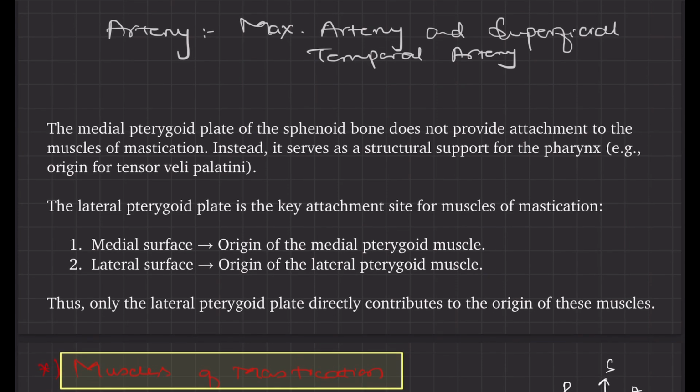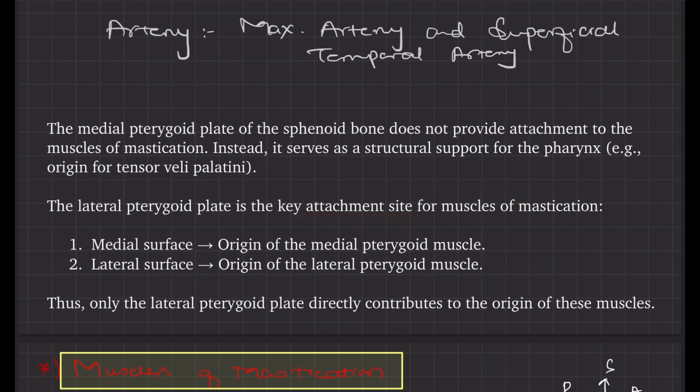Remember, the medial pterygoid plate of the sphenoid bone does not give attachment to the muscles of mastication. Instead, it gives support to the pharynx, for example, by giving origin to the tensor veli palatini. The lateral pterygoid plate is the key attachment site for the muscles of mastication.